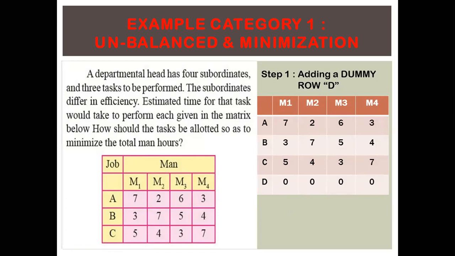What is my objective? To minimize the total man hours. So I have to minimize my total time in hours. So again, this will be the first step when your problem is unbalanced. So you have to add the dummy by putting all the elements as 0. Now you know what is your next step. You have to identify all the minimum numbers in all the rows. In this case, it will be 2, 3, 3 and 0.